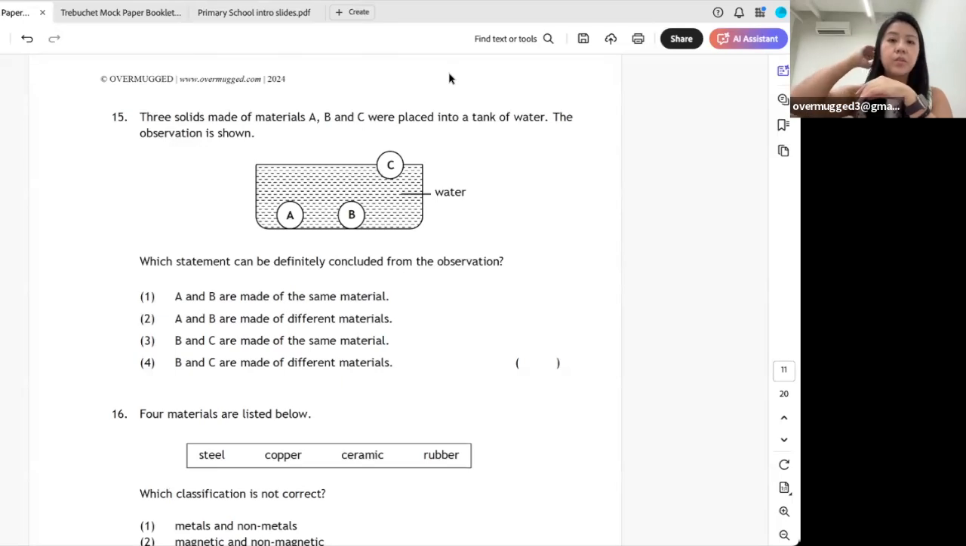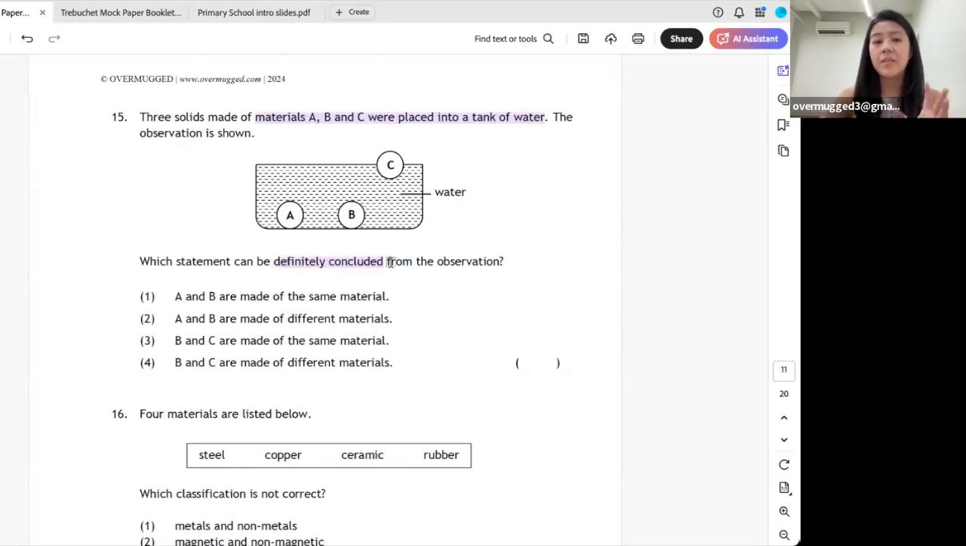Okay, so now we are going to continue with the physical science segment of the MCQ. Question 15, 3 solids made of materials A, B, and C were placed in a tank of water. So you can see that some float, some sink. The observation is shown. Now, which statement can definitely be concluded from that observation?